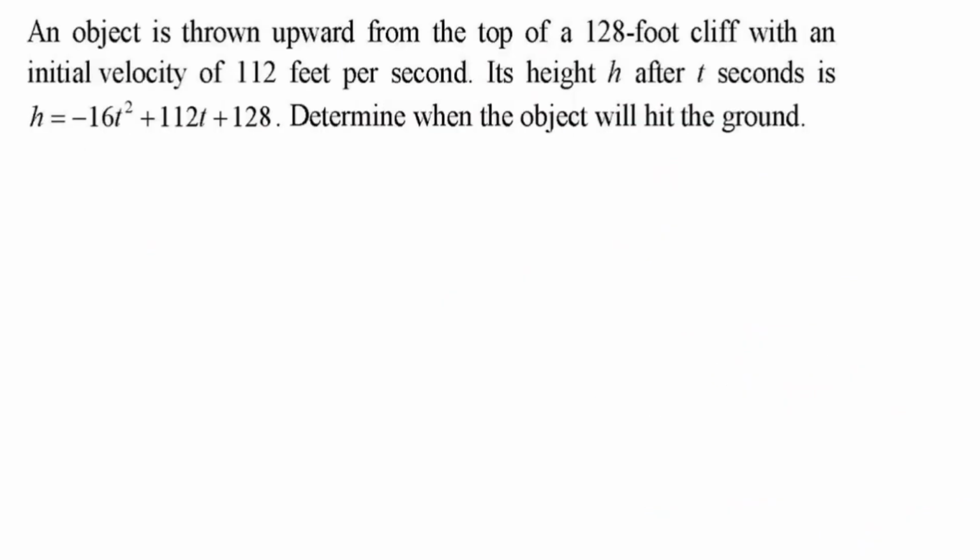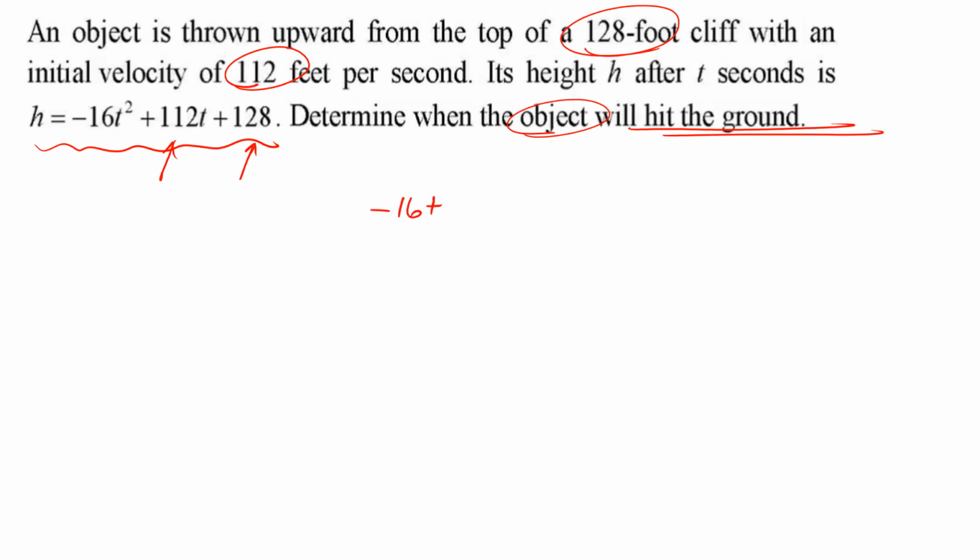Next question, an object is thrown upward from the top of a 128-foot cliff with an initial velocity of 112 feet per second. Its height after t seconds is given by this equation. Now forget 112 because it's represented over here, 128 because it is written in the equation. What time determines when the object will hit the ground? Hit the ground means, I told you, the equation equals 0.